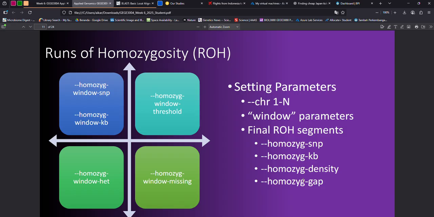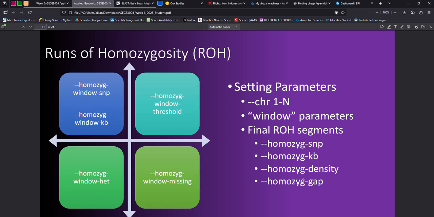And of course we talked about the error rate, so the homozygous window missing and the homozygous window het. How many heterozygous are you going to allow in there to be considered homozygous, and how many missing are you going to allow? All of this information is also on the help pages in great detail for those who want to learn a little bit more about the behind the scenes of what's going on with these runs of homozygosity.